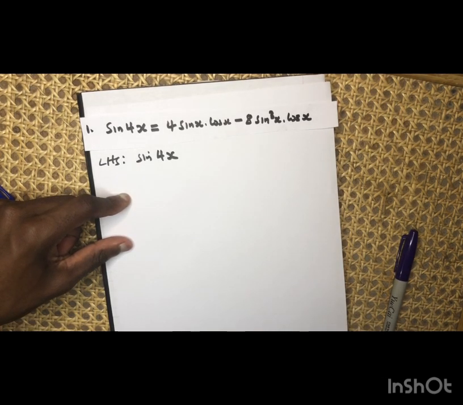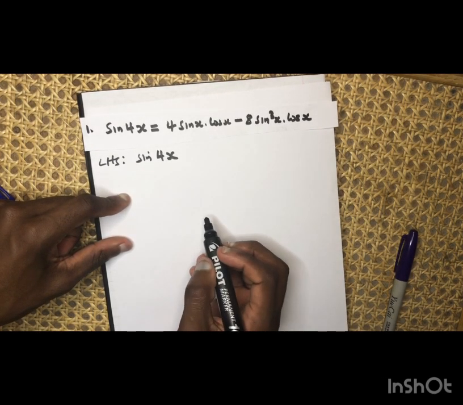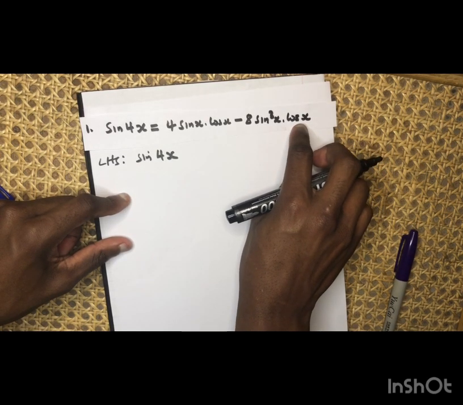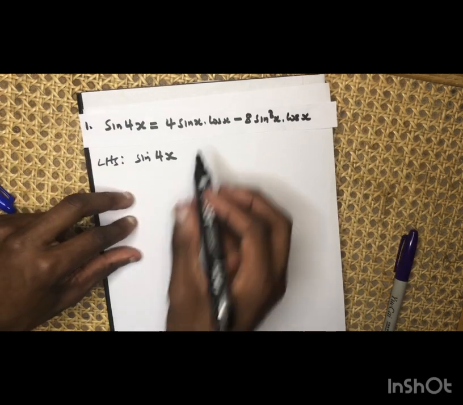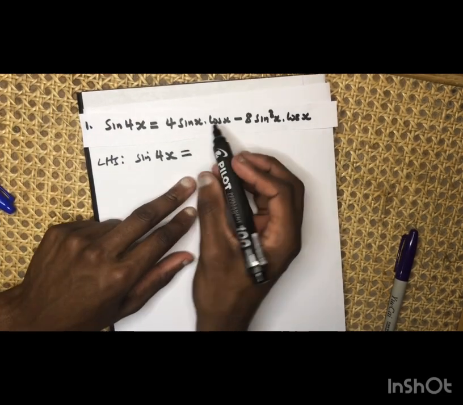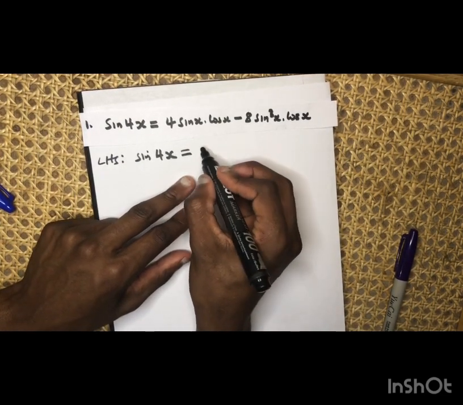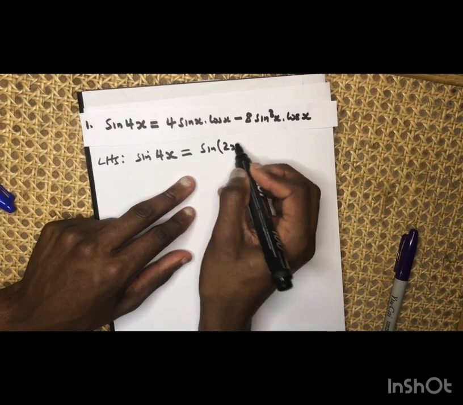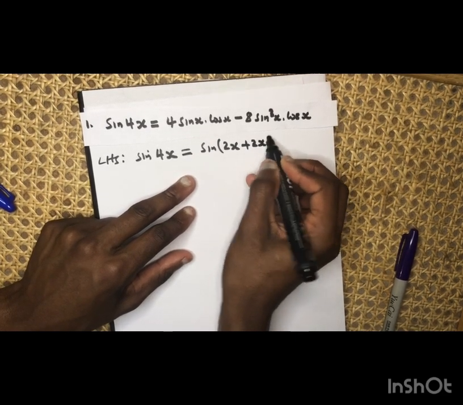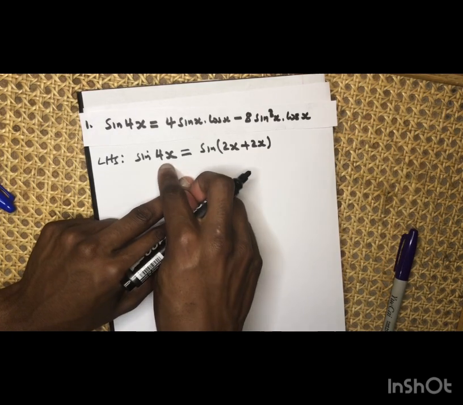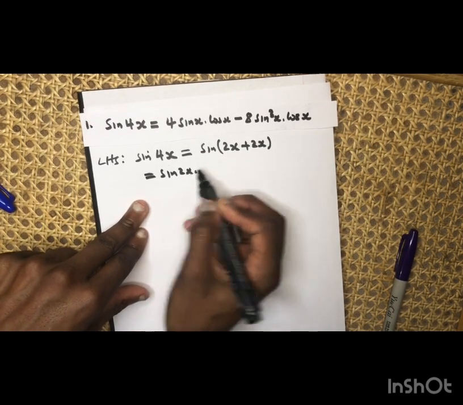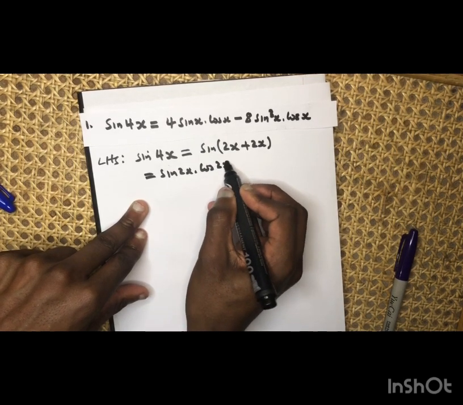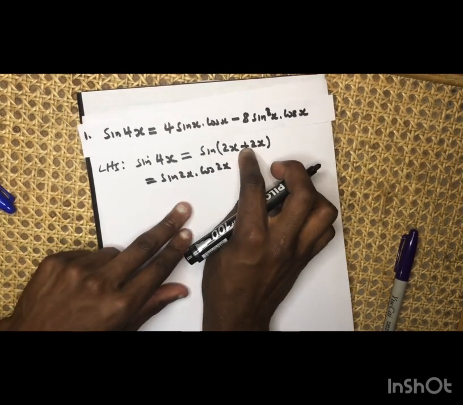So in this case, if I want to make my life easy, because I need cos here, which means if I have cos, I need to go to compound angle. So if I say sine of 2x plus 2x, 2x plus 2x is still 4x. So then I'm expanding to become sine 2x cos 2x, then sine keeps the sign.